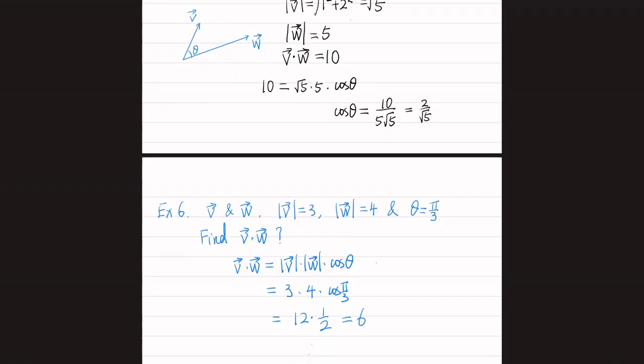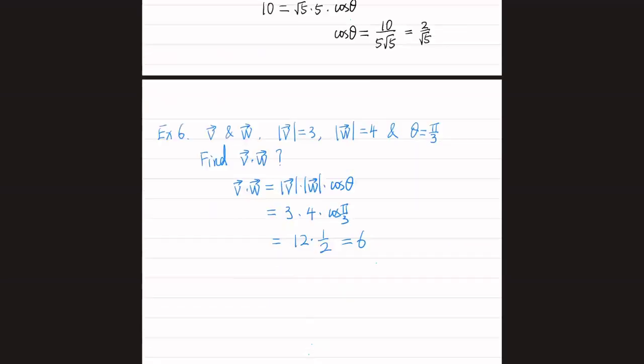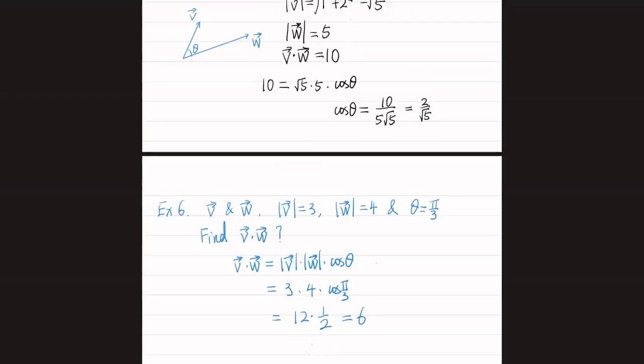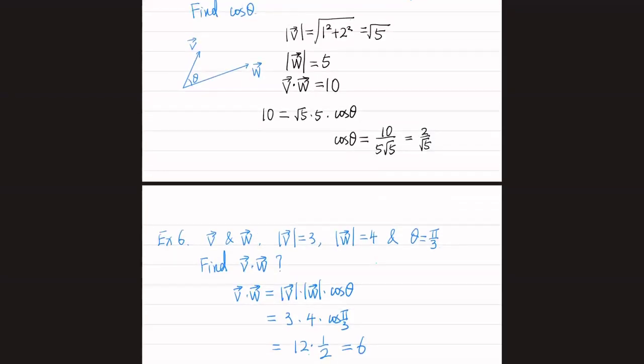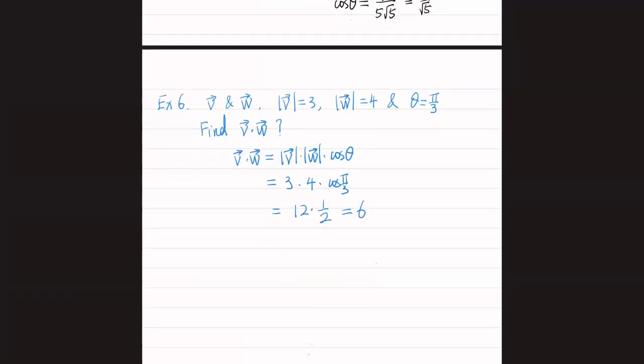So you can see, even though we have no idea what these two vectors are, we can still find the dot product. This is another application of this formula. One way we can find the cosine of theta, the other way we can find the dot product. And then that just means V times W equals 6. The dot product equals 6. Okay.